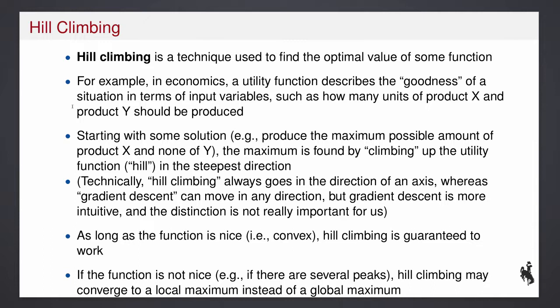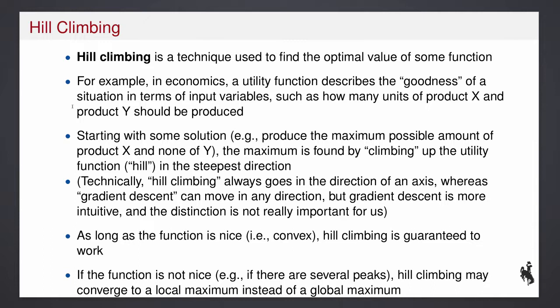Now, technically, hill climbing is slightly different than what I just described, because in hill climbing, you can only go, for example, due east, due west, due south, due north. That's it. In general, you can only go along certain axes, and those are your only options. If you actually look in terms of steepest, what you're doing is something called gradient descent, which is more general. For our purposes, it's not really important, so we'll just call it hill climbing and continue along with that.